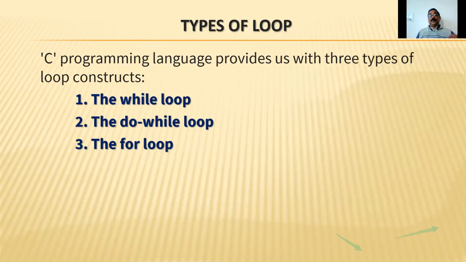So what are the types of loops here? There are 3 types of loops. The first type is while, the second is do while, and the third is a for loop. So there are 3 loops in the C language. First is the while loop, second is do while, and third is a for loop. Let us see the first loop, that is the while loop.